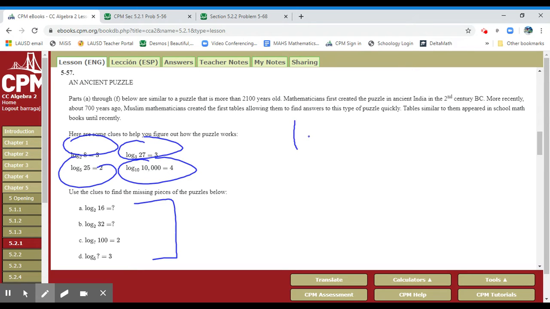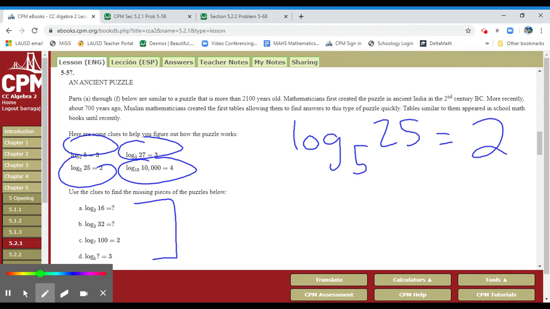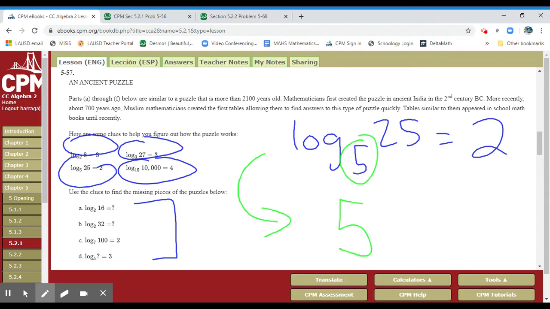So let me take another one. Let's say log base 5 of 25 equals 2. What I wanted you guys to understand is that it's the inverse way of rewriting the logarithm. So this is what we call the base. We're going to drop the base, and then switch the two values. So this becomes 5 to the second power equals 25.